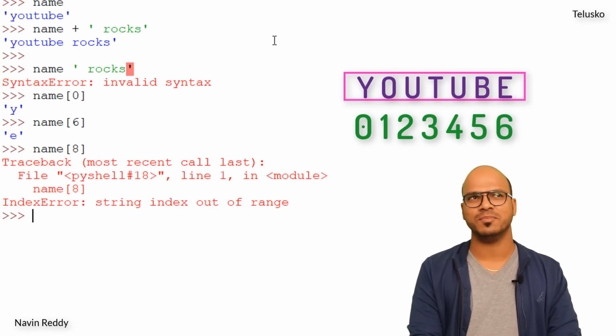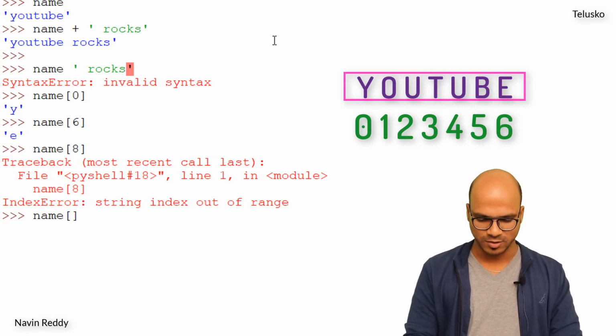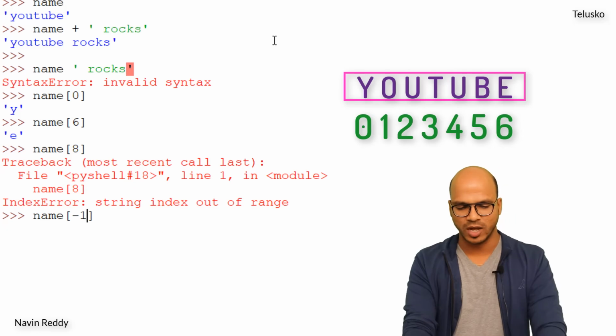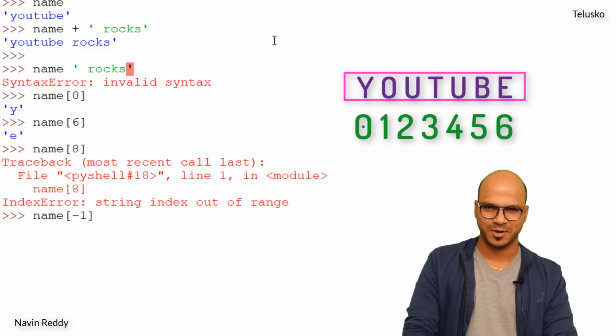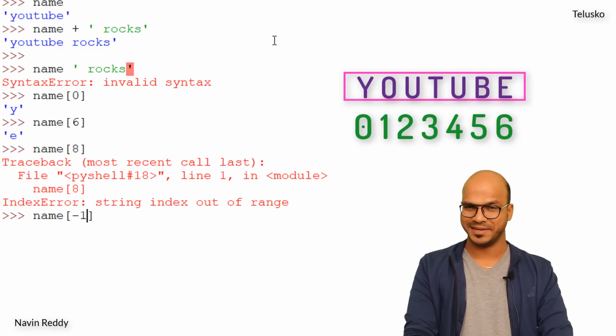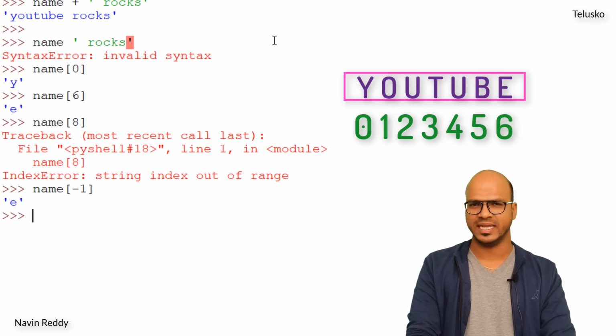Okay, can I use negative numbers? Let's try. I will use -1. So I want your guess here, what you think it will do. Come on, think about it. Okay, so let me just enter it and let's see what happens. So when I say enter, you got E.